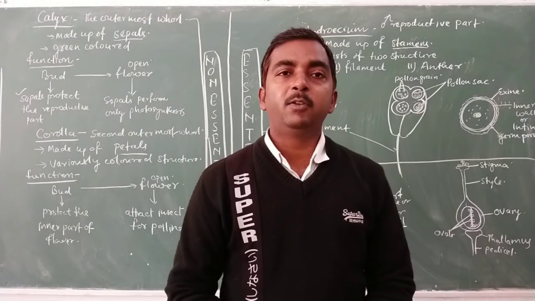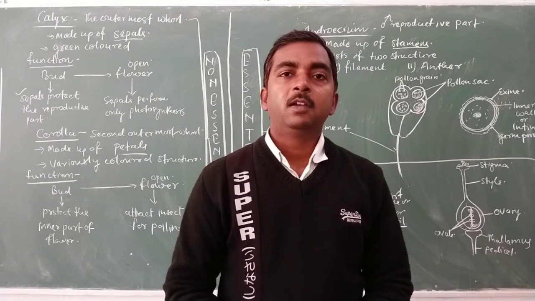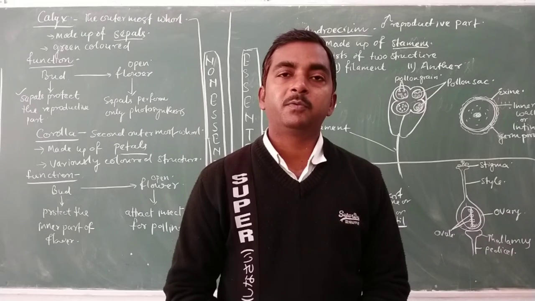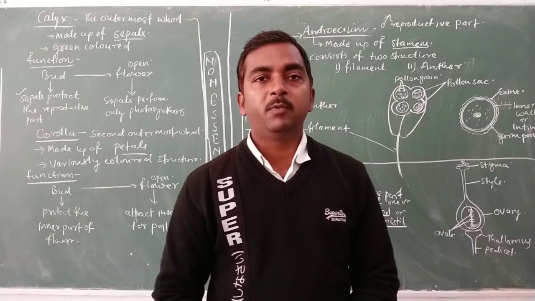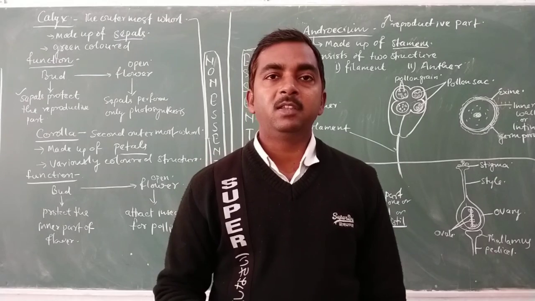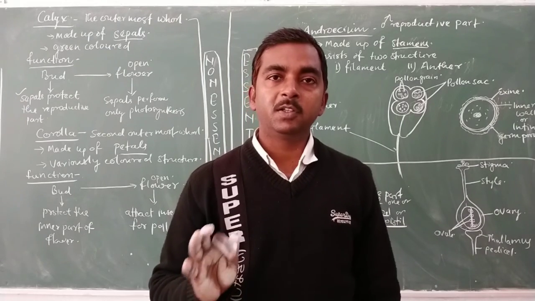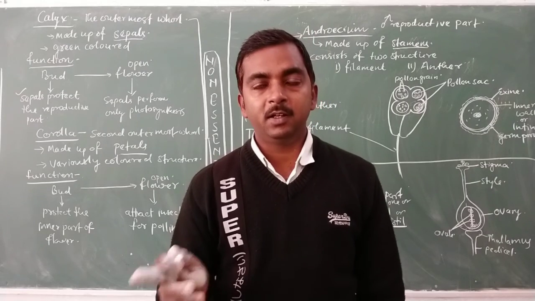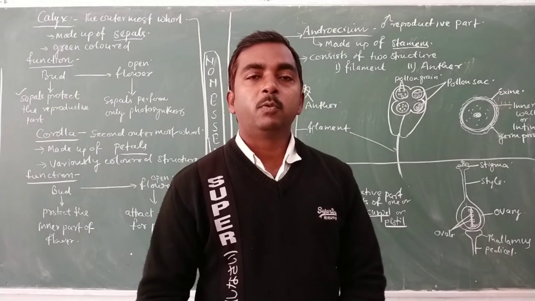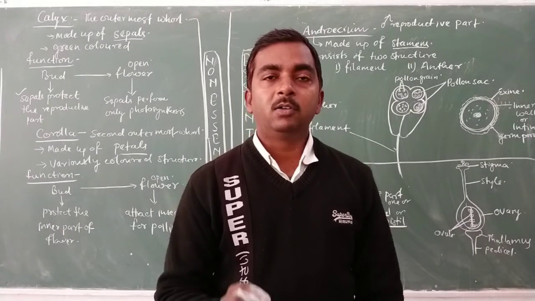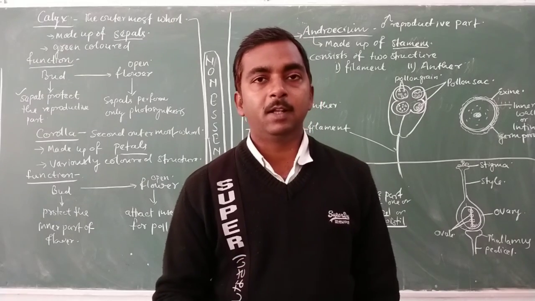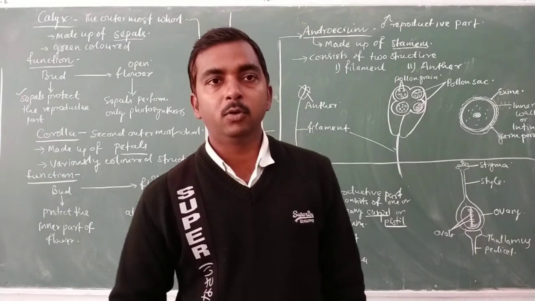In the next video lecture we will study the mechanism of sexual reproduction in flowering plants, and this mechanism is completed in two steps. The first step is pollination and the second step is fertilization. One by one we will study pollination as well as fertilization in the next video lecture.